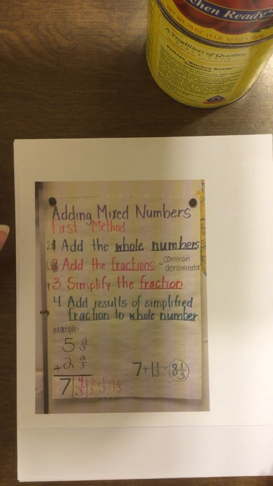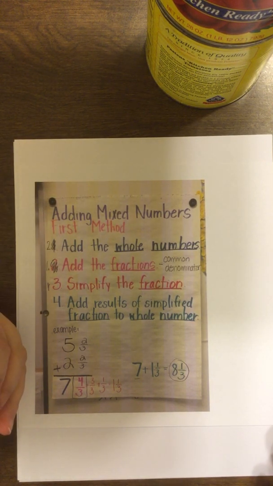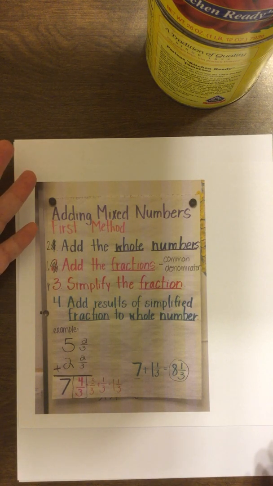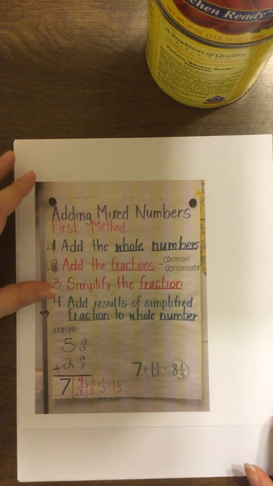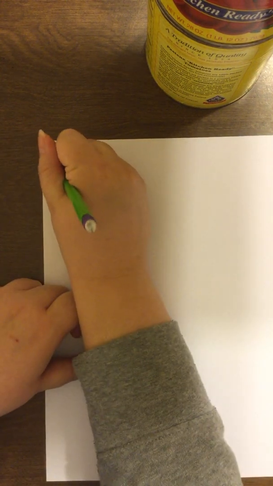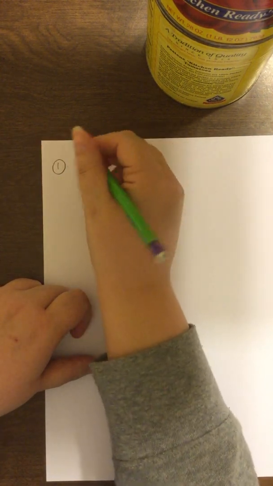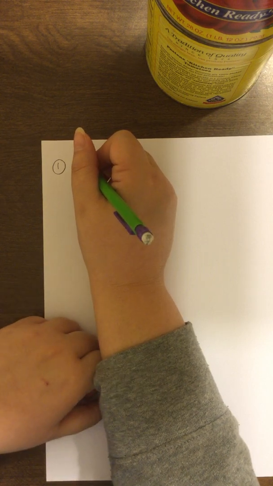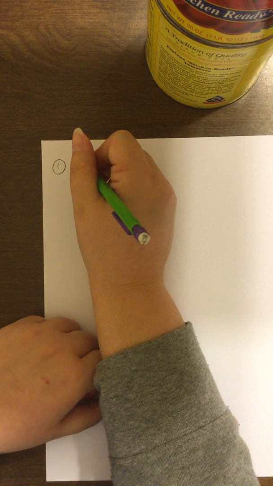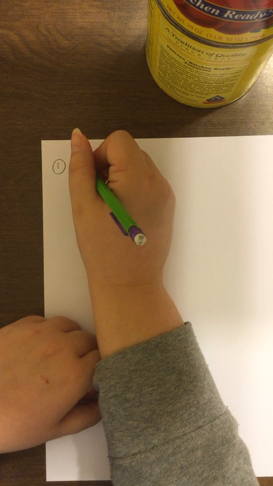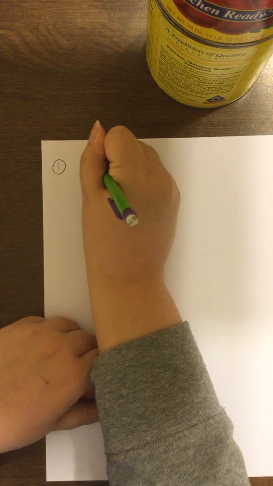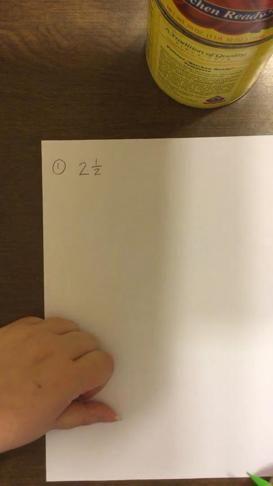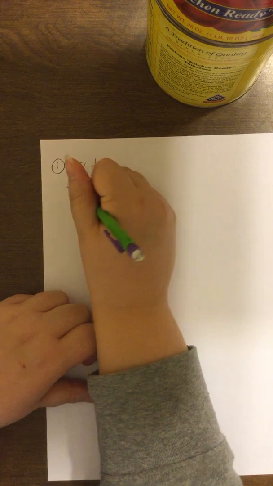So we're going to practice this, okay? I'm going to do a problem, and then I'm going to give you a problem just like that, and then I'm going to do a problem and give you one just like that, okay? All right, so number 1, the first one that we're going to try out together is this one right here. 2 1/2, okay, plus 6 1/10.